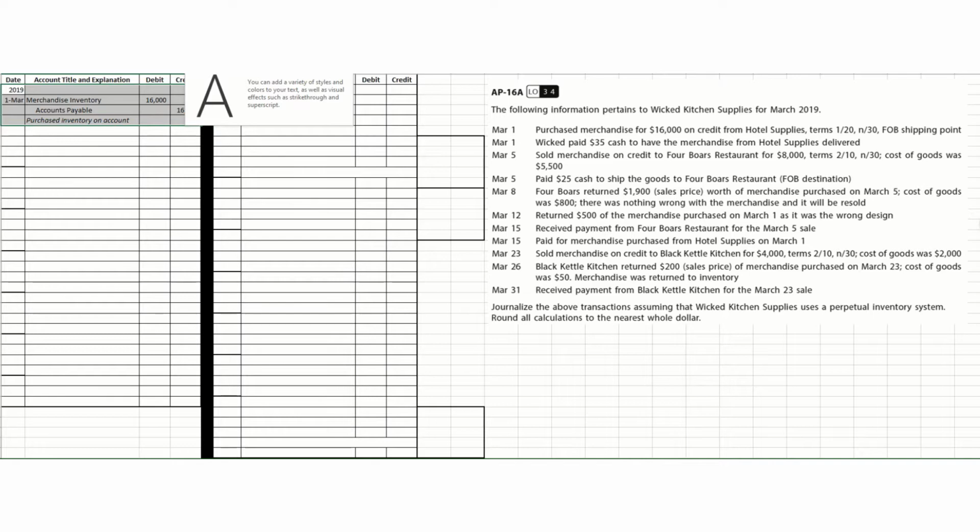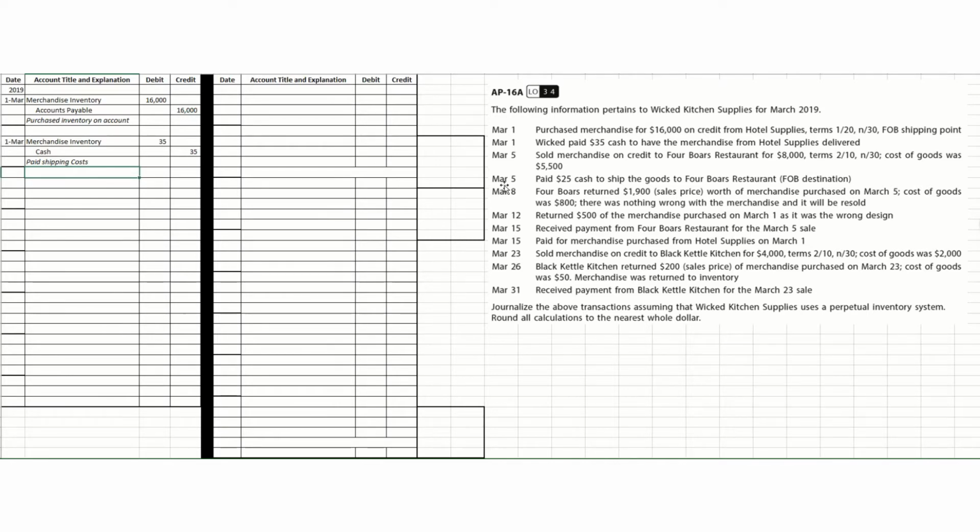The next step says we then paid $35 to have the merchandise from Hotel Supplies delivered. So we were responsible for that charge. So we will debit the increased cost of our inventory for the $35 because it's actually part of the inventory cost, with a credit to cash because we paid it in cash.